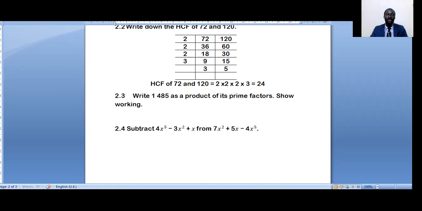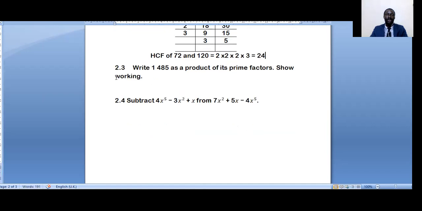Now, the next thing we want to deal with is question 2.3. And what is question 2.3 saying? Well, question 2.3 is saying that we write down this one as a product of its prime factors. Then also we show the working. So writing one number as a product of the prime factors means we have to write that given number as some other number times other values. So how do we get there?